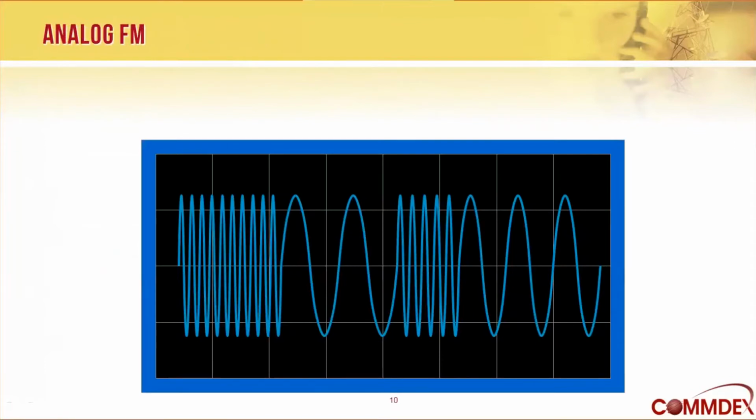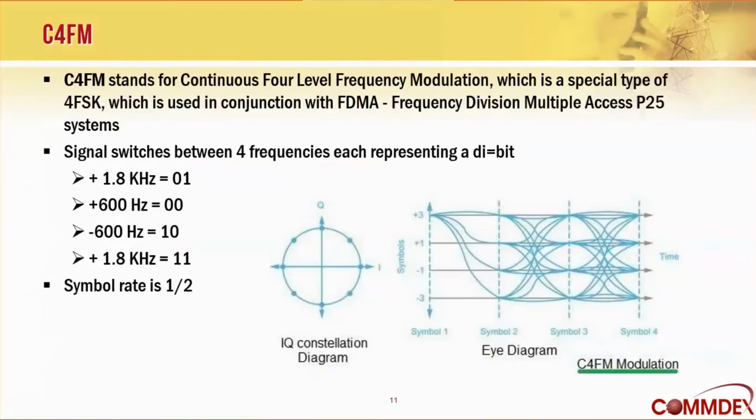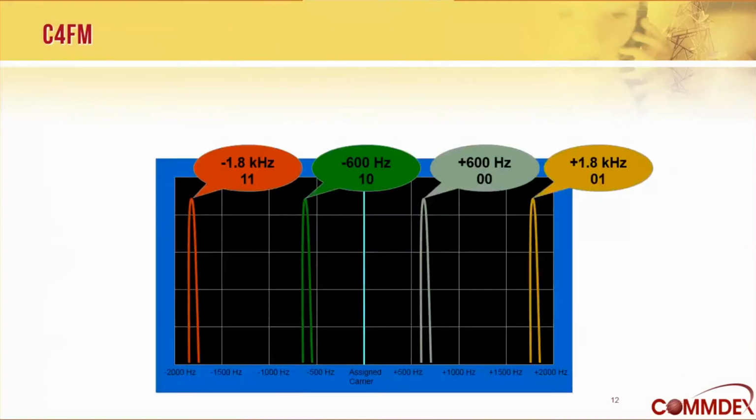So going back to analog FM, again, most of us understand this concept that it's a constant amplitude signal that varies at an audio rate, and it varies the frequency of the carrier. C4FM, as we discussed, is used on both P25 and DMR, switches between 4 different phases, or 4 different frequencies, each one representing 2 bits. It has a simple 4-point constellation diagram. Symbol rate is 1 for 2.